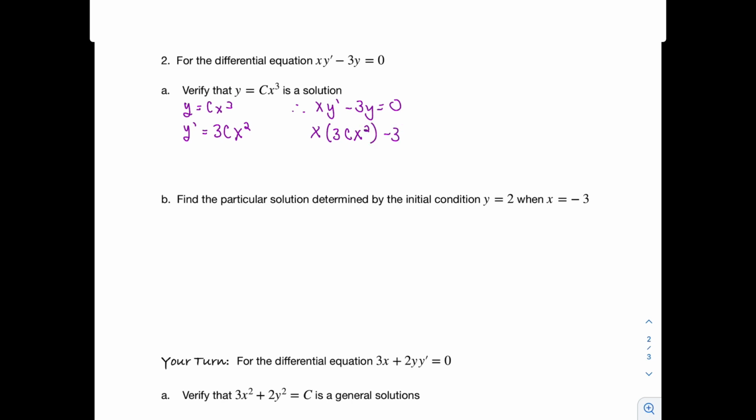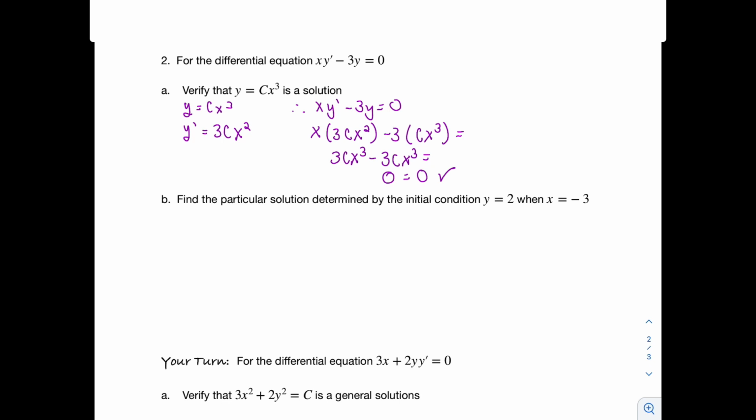And I'm going to replace the y with cx cubed. Now, if this gives me also 0, then I know that this is a general solution to this differential equation. We verify it's a solution. And so, yes, this is a solution.